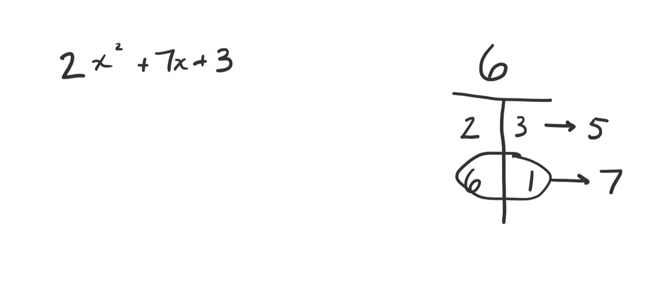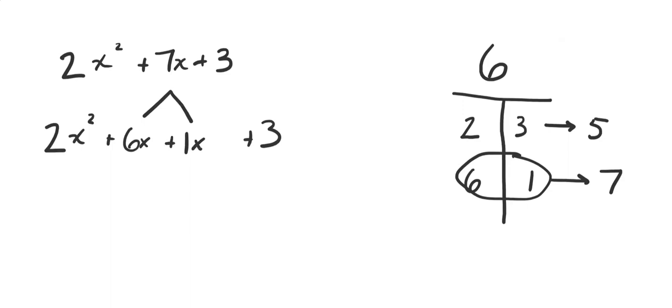So let's go ahead and rewrite our expression: 2x squared plus, and I'm going to do this at the end, and I have plus 3 at the end. We're going to break apart that 7x into the two numbers that we decided were going to work. So we have a plus 6x and a plus 1x. We know this is going to work, right? 6 plus 1 is 7.